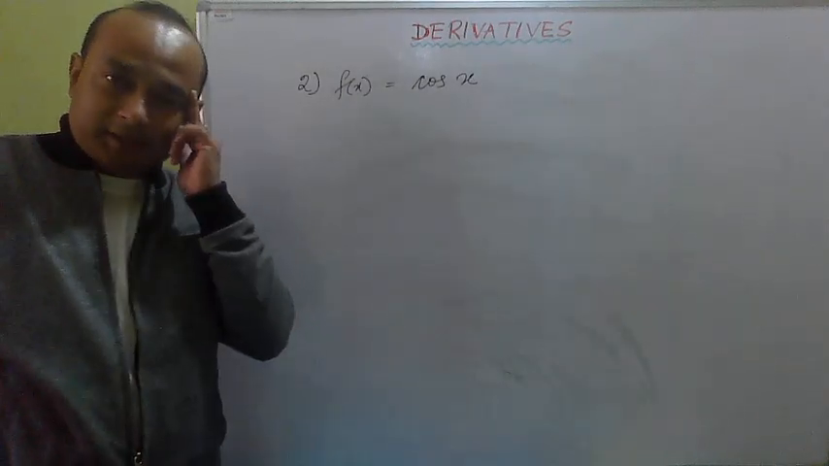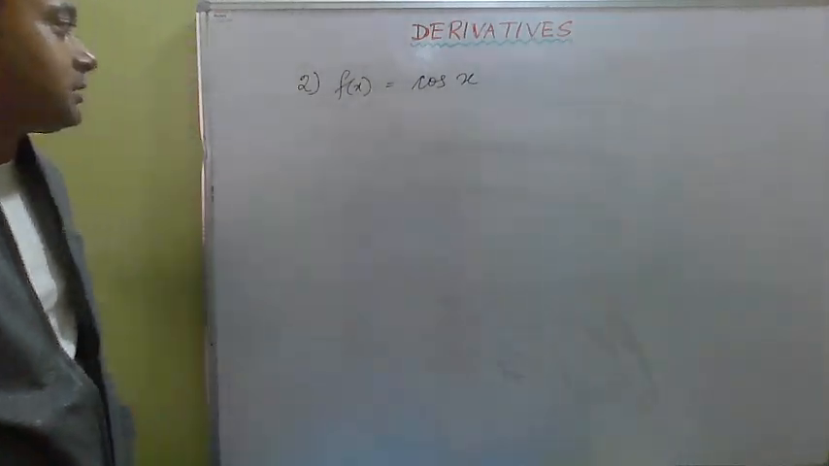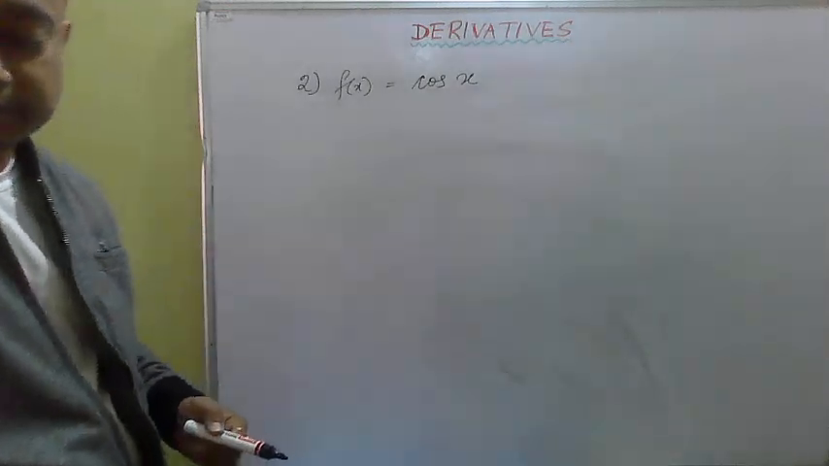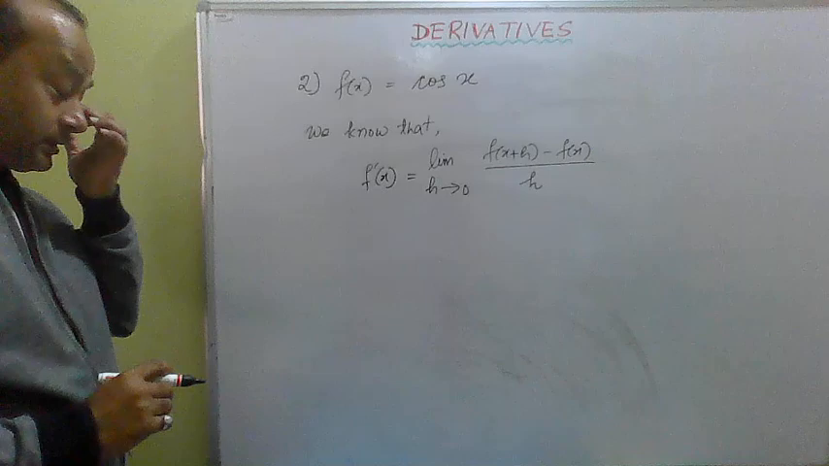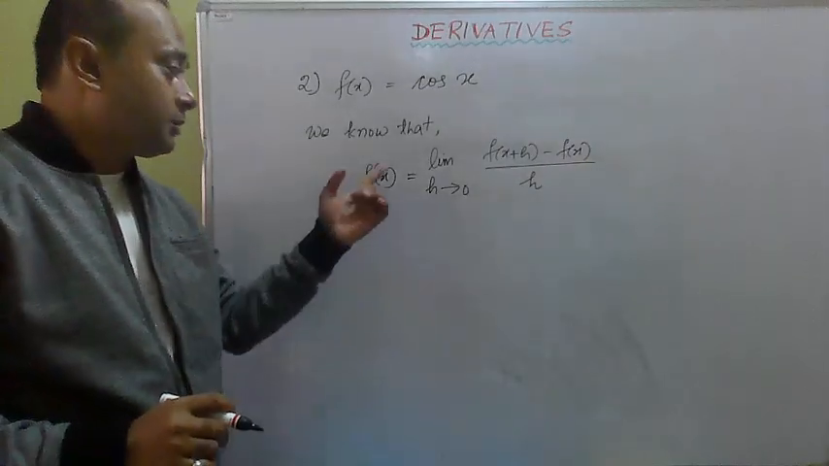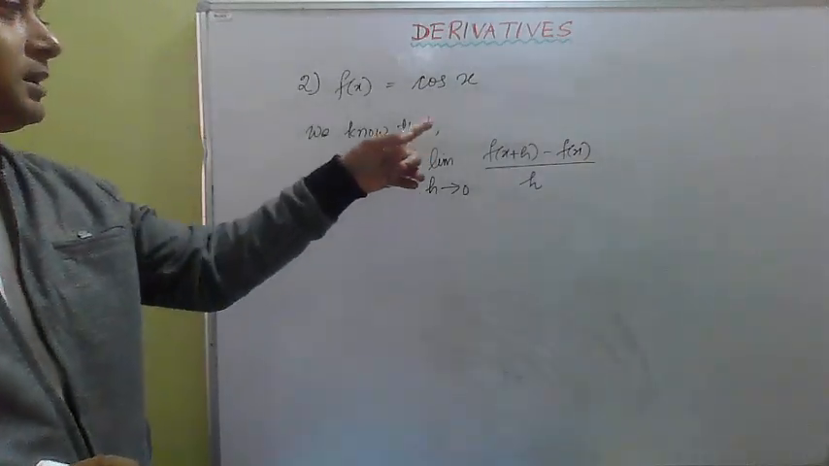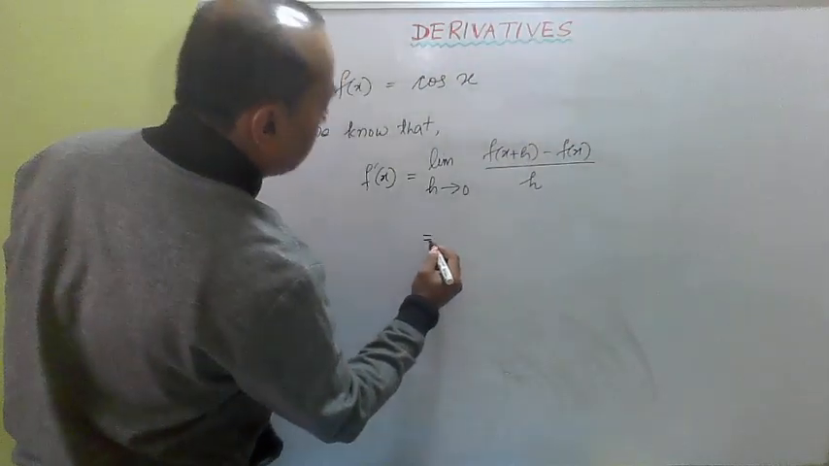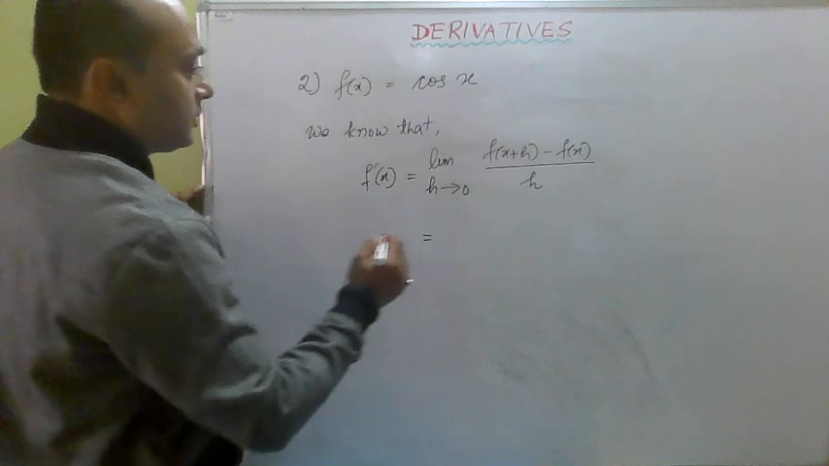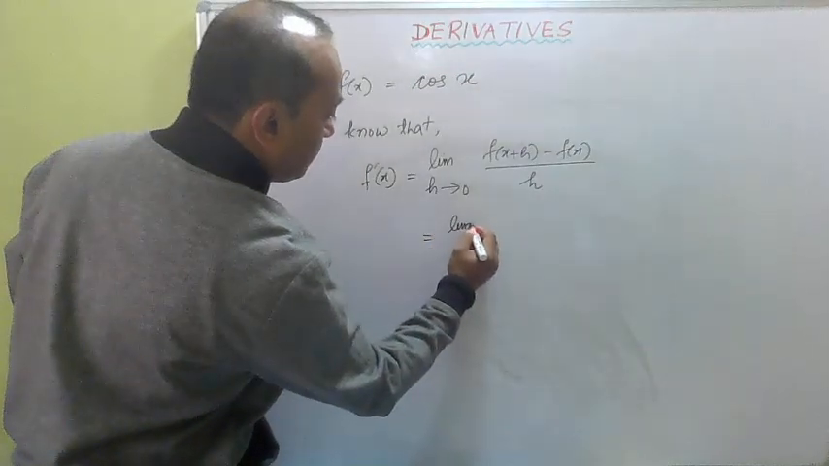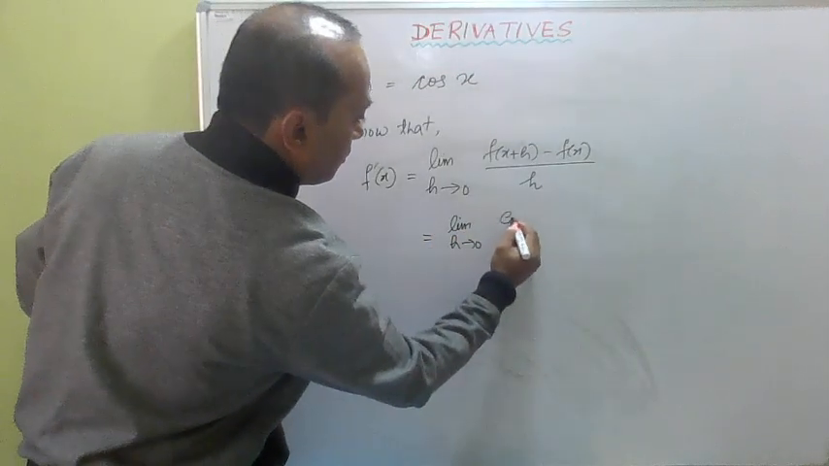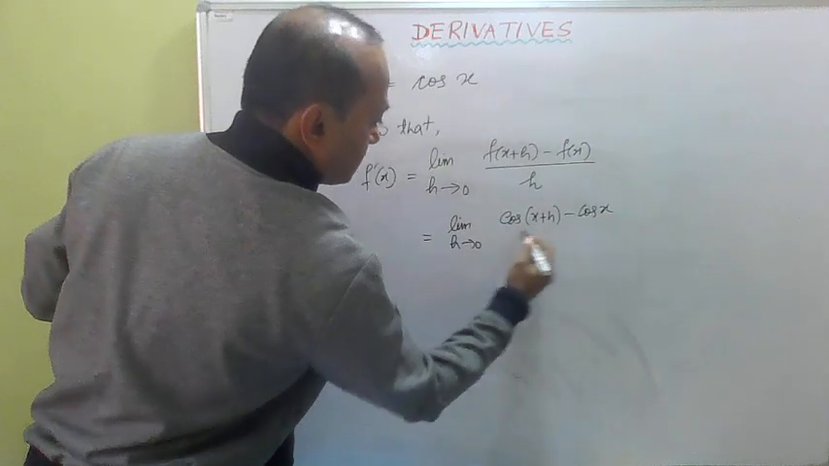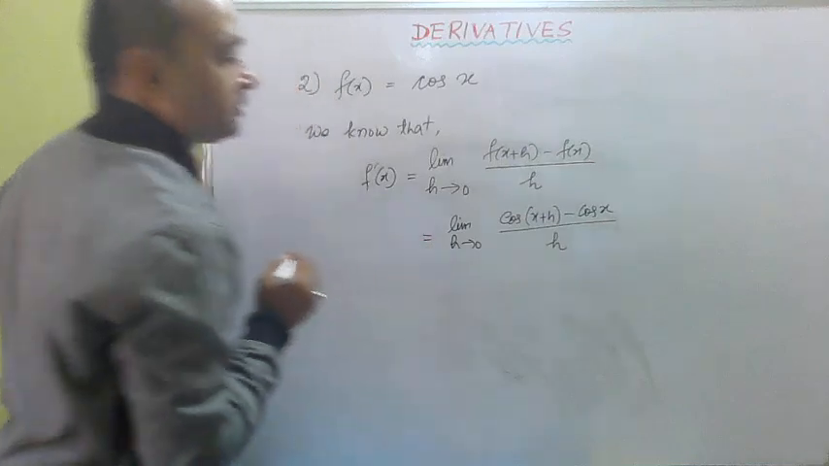So next is the next function of trigonometry, that is cos x. The beginning is always the same. What is the beginning? f'(x) equal to limit of h tends to 0 of f(x plus h) minus f(x) by h. Now you have to put the functional value. See, if f(x) equal to cos x, what is the value of f(x plus h)? That would be cos(x plus h) minus cos x upon h.